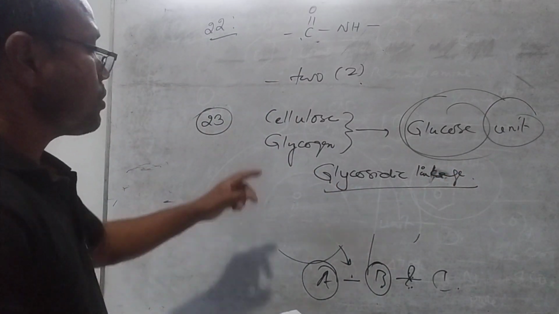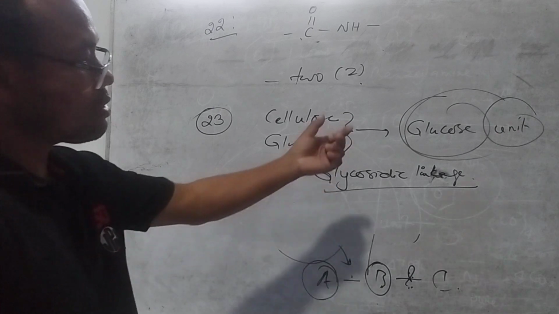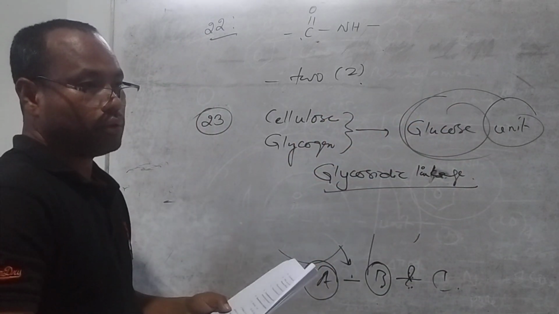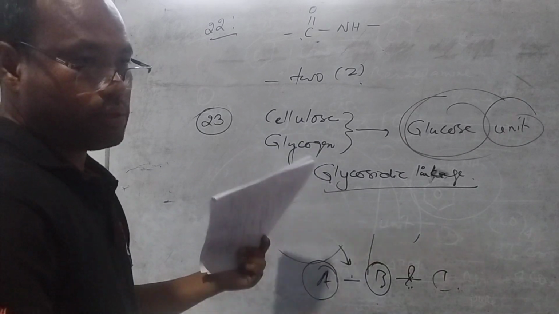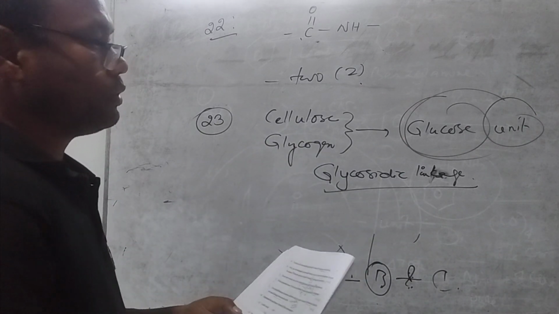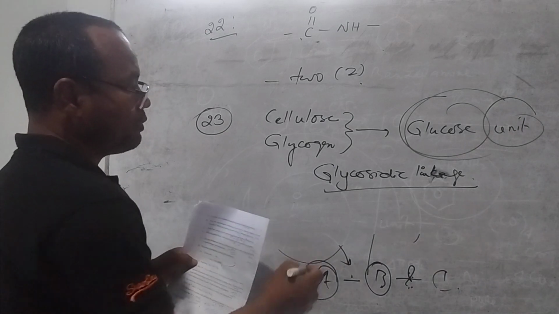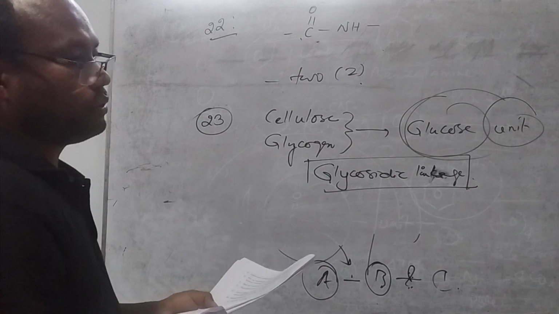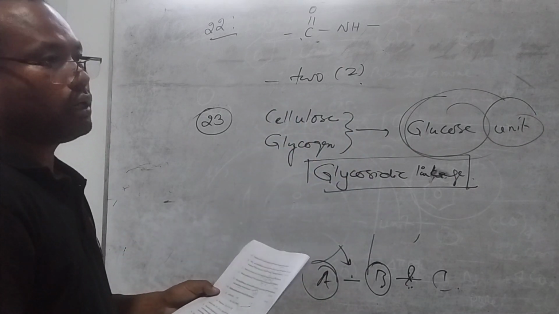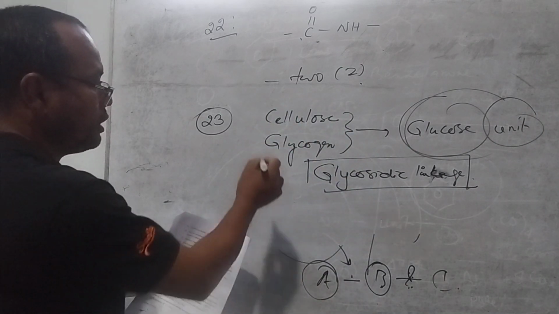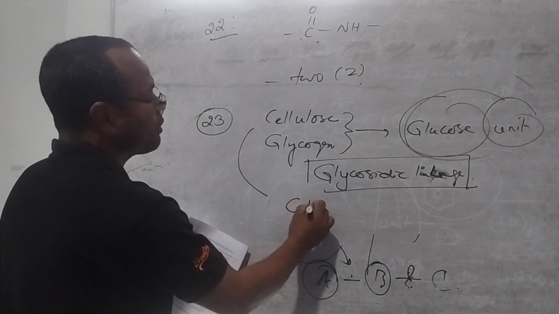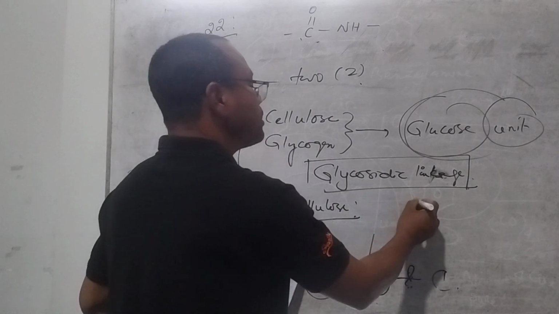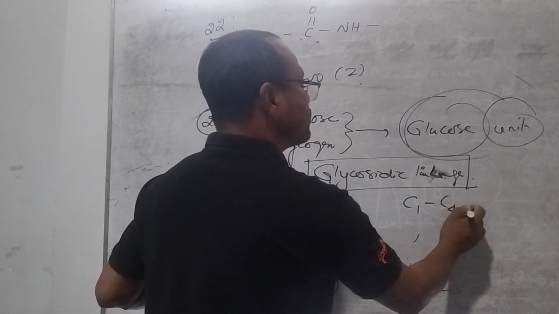Glycosidic linkage. In cellulose, these glucose units are polymerized, that means joined together, right? Through the bond, what is the name of the bond? That is the glycosidic linkage. In the glucose unit, what are the carbons used in cellulose? In cellulose, what is the glycosidic linkage? That is C1 and C4, right?